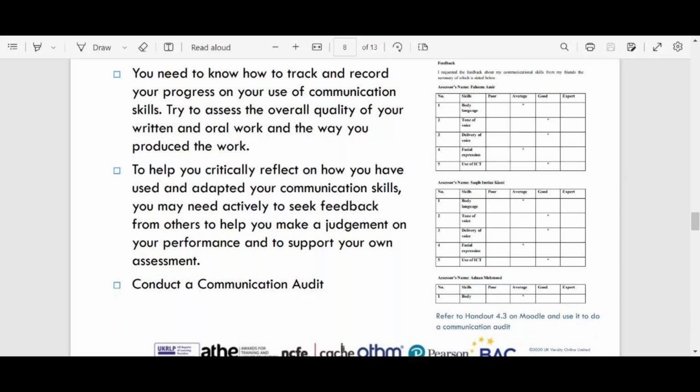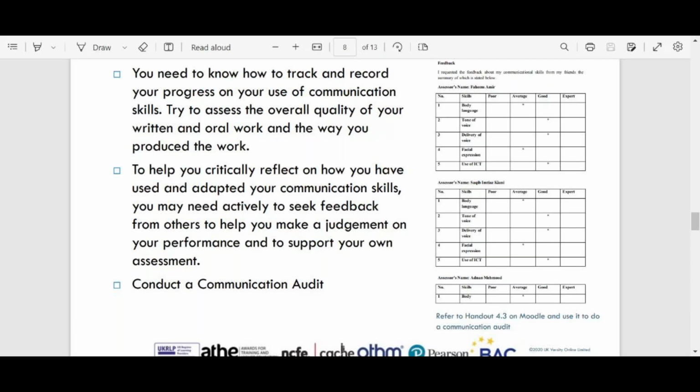And then we've got the other one, someone called Sakib Imtiaz Kiani, and that was looking at the body language, which is average, the tone of voice was good, the delivery of voice was good, and the facial expression was average, and the use of IT was good.